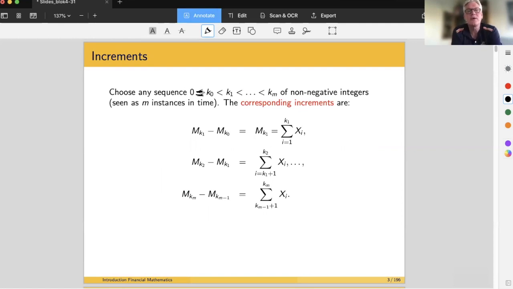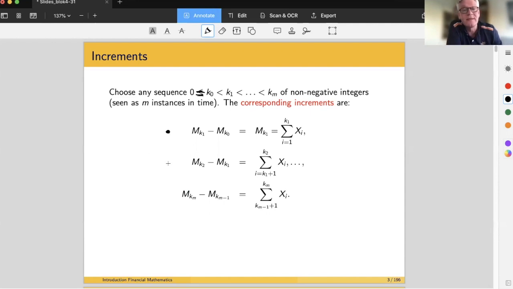Let's choose a sequence of non-negative integers, m of them, and we see them as m instances in time: 0 is equal to k0, less than k1, less than k2, up to km. And let's define the corresponding increments of our symmetric random walk M. There we have Mk1 minus Mk0. Now with k0 being 0 and M0 being 0, this is just Mk1, and that is then defined, if you recall, as the sum i is 1 to k1 of Xi.